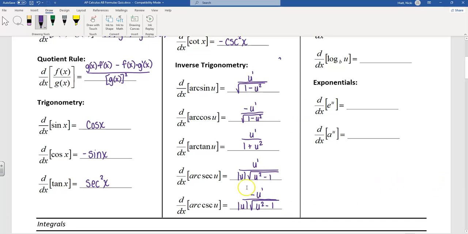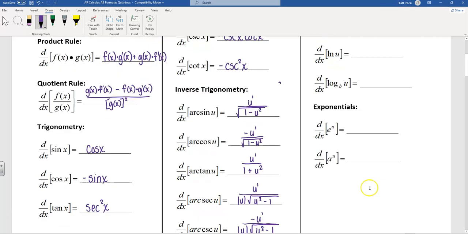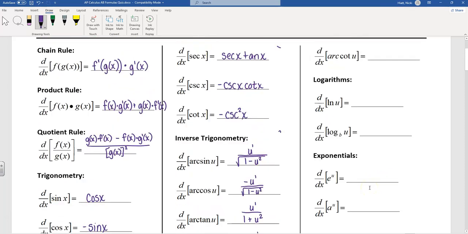And we'll try to make sure that we go back and do a problem or two like this. Not a ton because it's not going to be on there heavily. But, you know, we'll go back and look at it. And then arccotangent is negative u prime over 1 plus u squared.